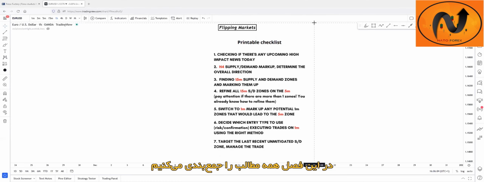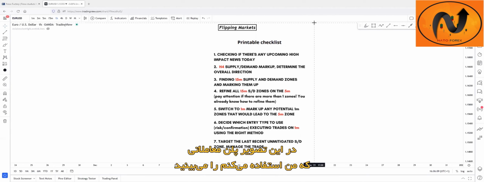In this unit, we'll put all the concepts together and see a complete example for the trading plan. Okay, so let's just begin. As you can see, here's the whole trading plan I use.